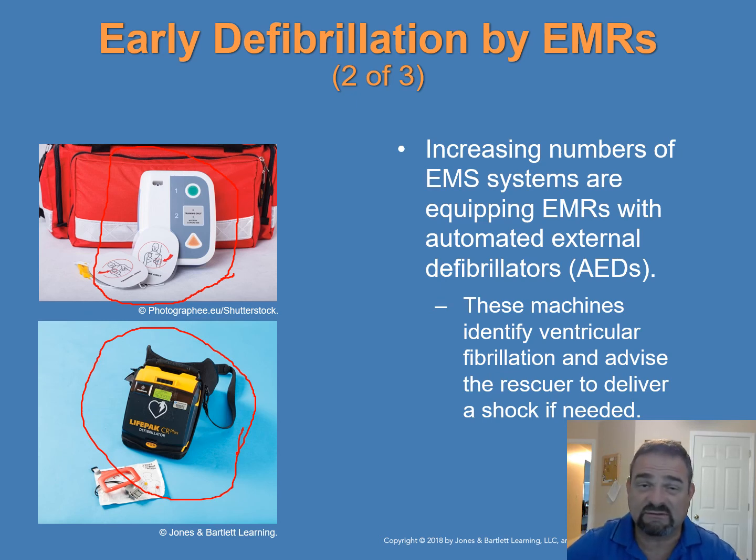The links in the chain of survival include the following: recognition of cardiac arrest and activation of the EMS system, immediate CPR with emphasis on high quality chest compressions, and rapid defibrillation. Then basic and advanced EMS life support care, and then advanced life support and post-arrest care at the hospital. These figures show you automated defibrillators. They're wonderful. They're very easy to use. They walk you through the process.